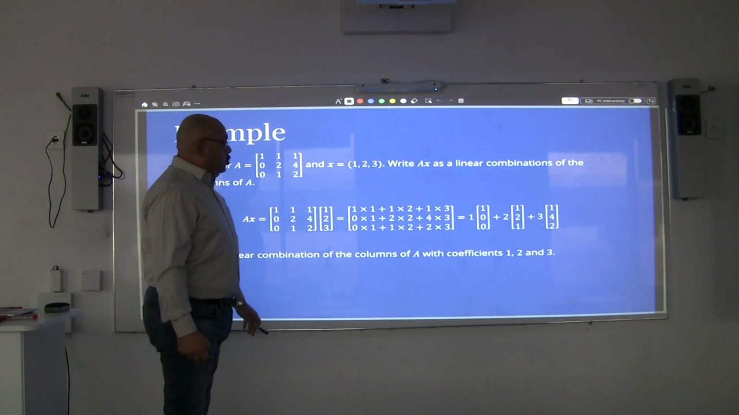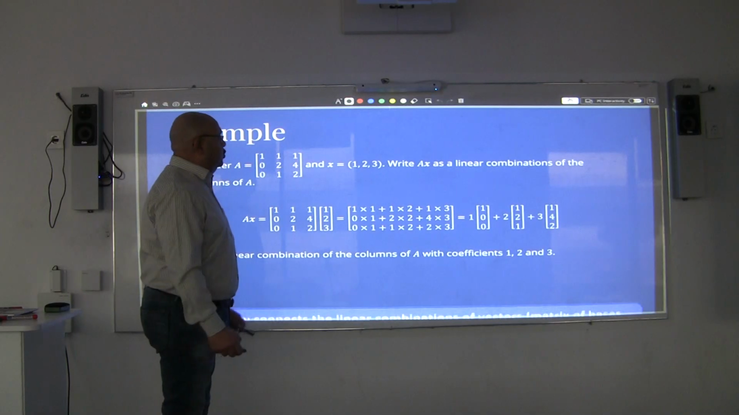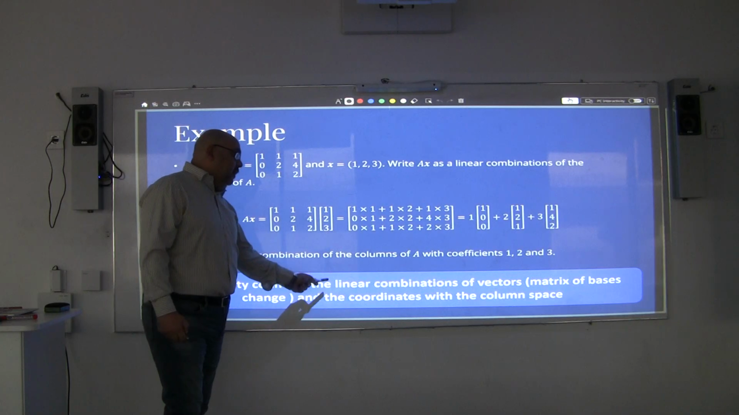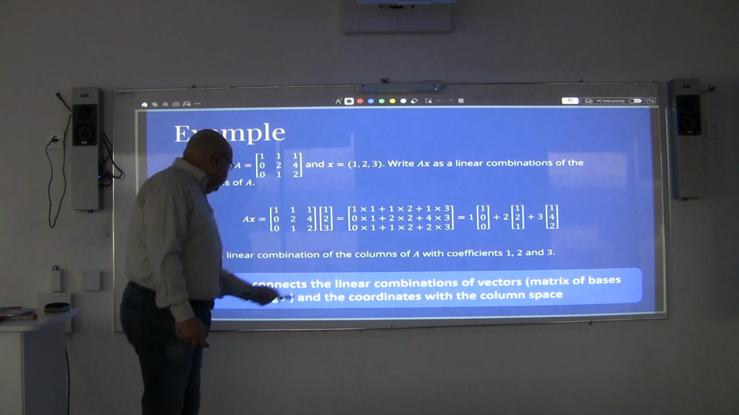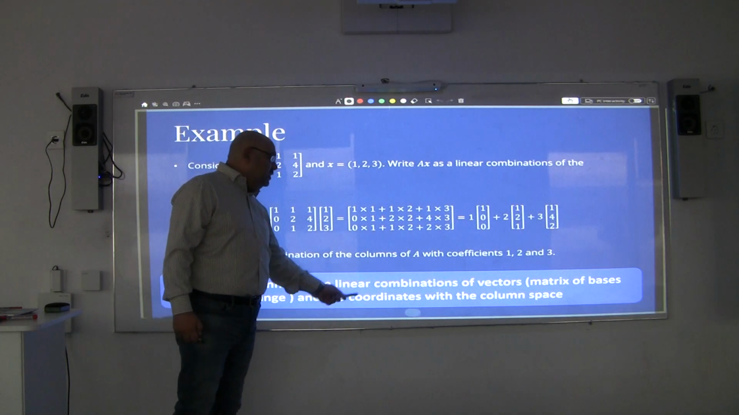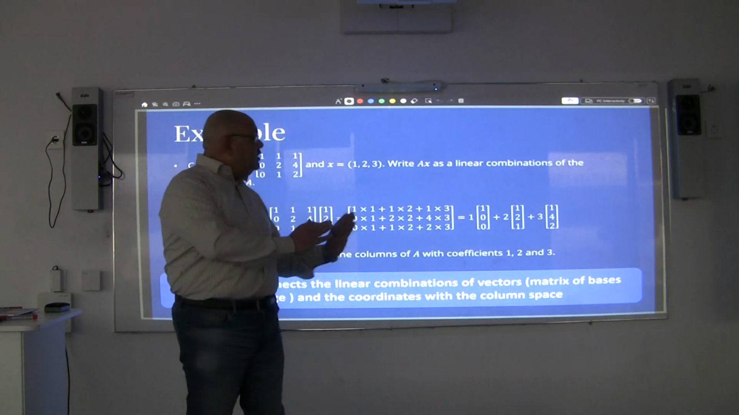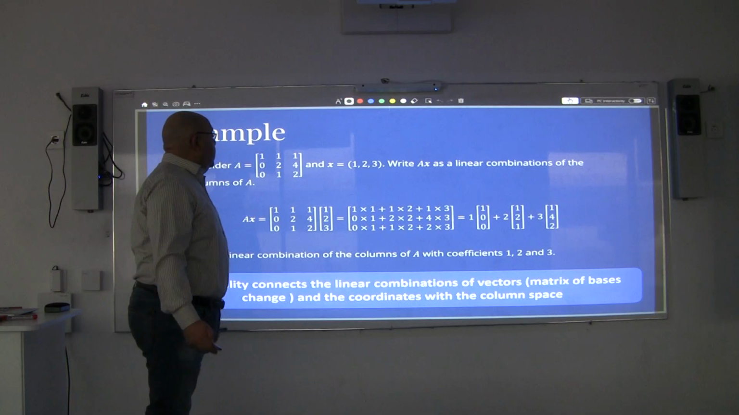And once more, shortly, these are the coefficients 1, 2, 3. And this reality connects the linear combination of vectors, the matrix of basis change, and the coordinates with the column space. So I can look at the multiplication of matrices and this reality in front of you.